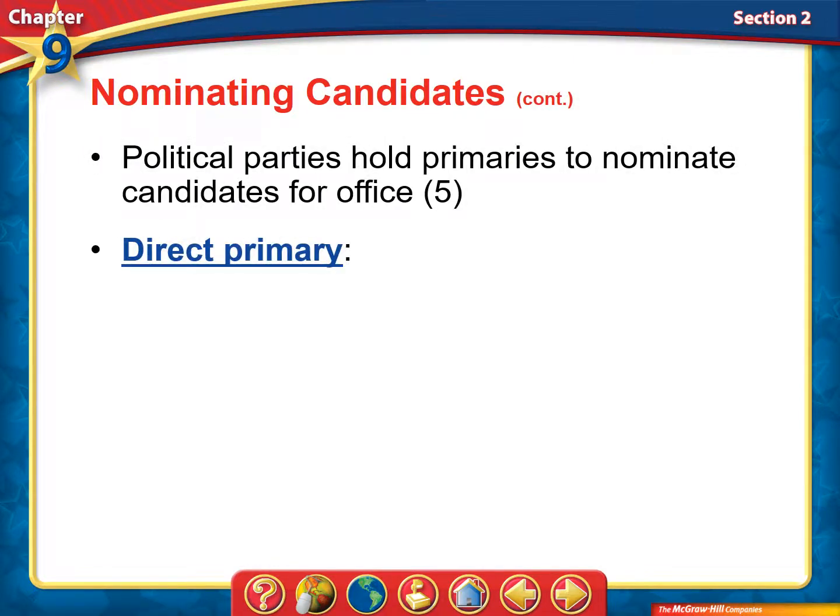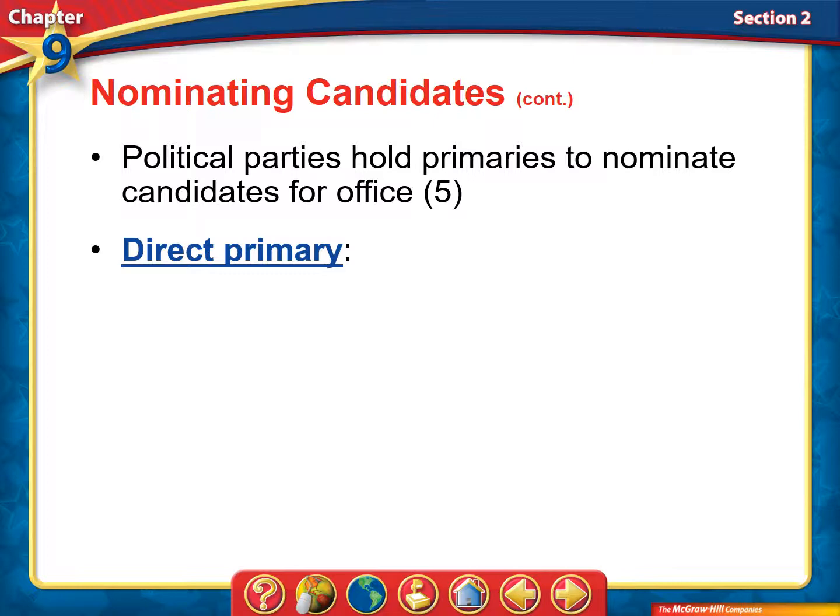The way this is done is through a direct primary. A direct primary is an election in which voters choose candidates to represent each party in a general election. So in 2016, the primary in the Democratic Party was between Bernie Sanders and Hillary Clinton. There were others, but it came down to the two of them. The Republican Party was a little more complicated, right? Their primary was between Marco Rubio, Ted Cruz, Jeb Bush, Donald Trump, and many others that I've already forgotten about.